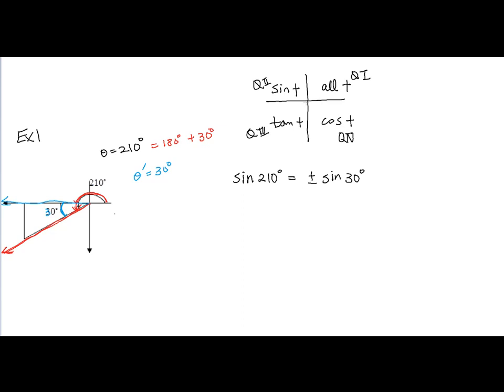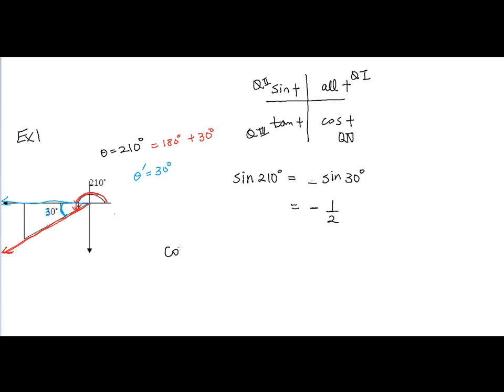Now sine in quadrant 3 is negative. Since tangent is positive, cotangent is positive, and sine and cosine, all the others, are negative. That's what this implies. So since sine 210 is equal to plus or minus sine of the reference angle, I know it is negative, so I drop the plus sign. Sine 210 is negative sine 30 degrees, and knowing that you memorized sine 30 is half, sine 210 is negative half.